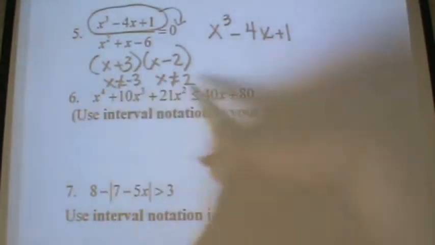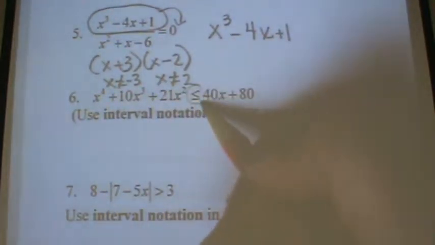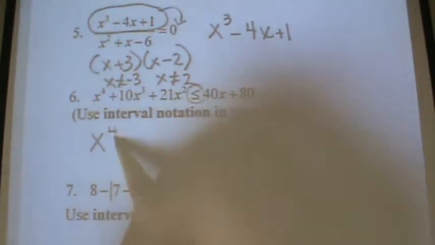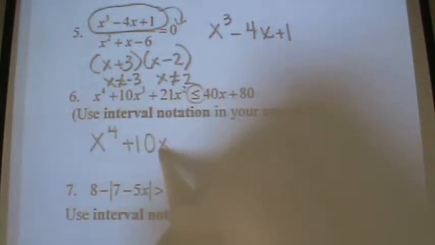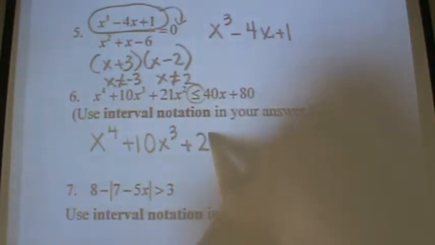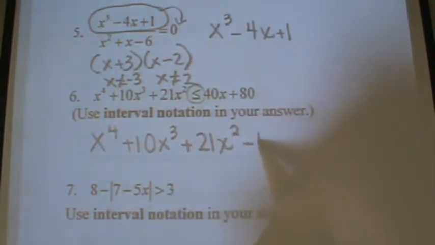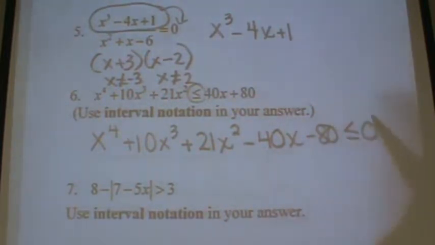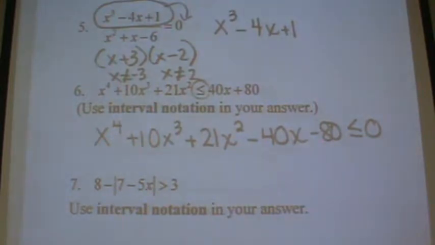Okay, what kind of problem is number 6? What kind of problem is this? It's an inequality. So what you're going to type in your calculator is x to the 4th plus 10x cubed plus 21x squared minus 40x minus 80. What did I do? I brought it to the other side. You brought everything to the one side. Jeremy helped me type this in.